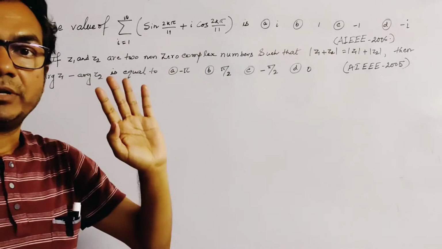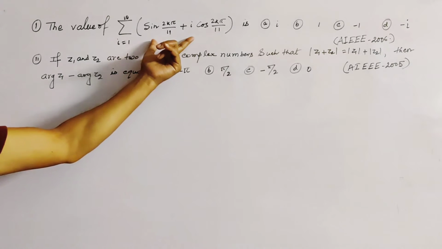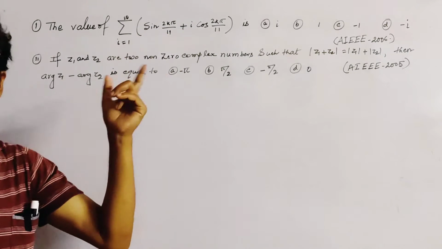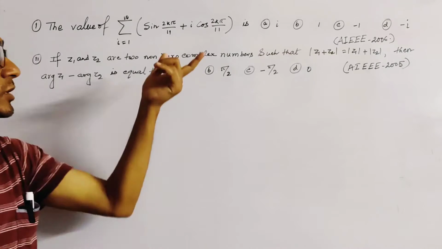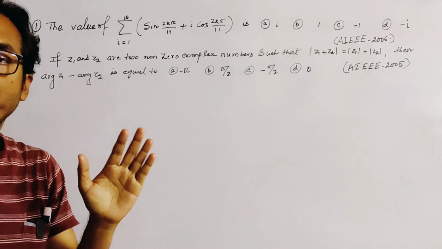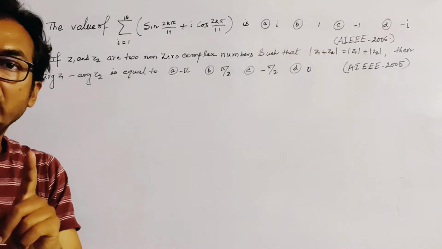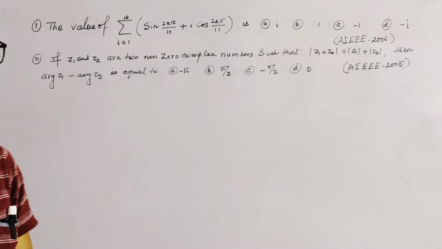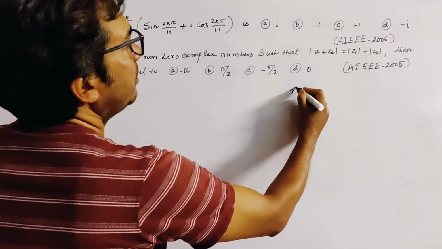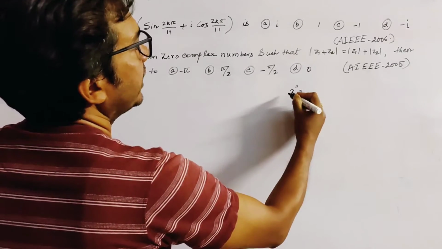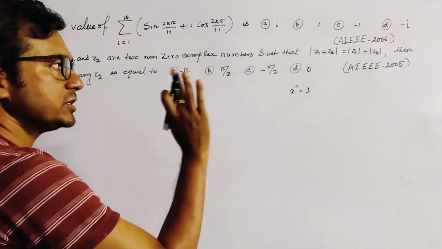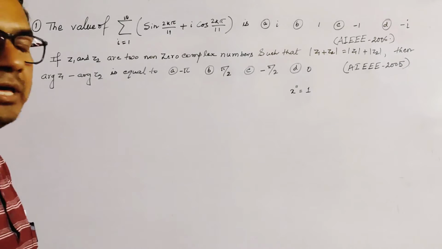Four options are given. From here we see that this is of the type of 11th root of unity, but not the same as the 11th root of unity. So we first discuss the 11th root of unity. To find the 11th root of unity, we have to find the solutions of x to the power 11 equal to 1. These solutions are the 11th roots of unity.